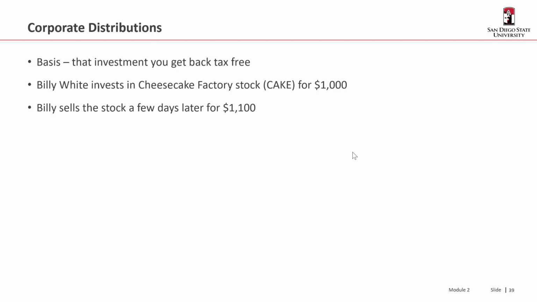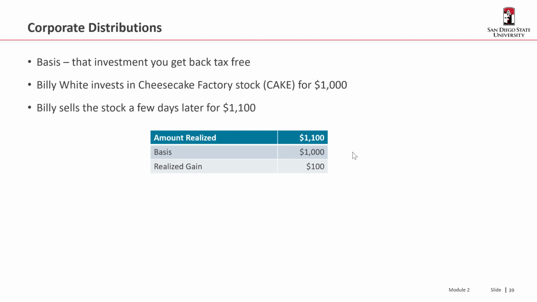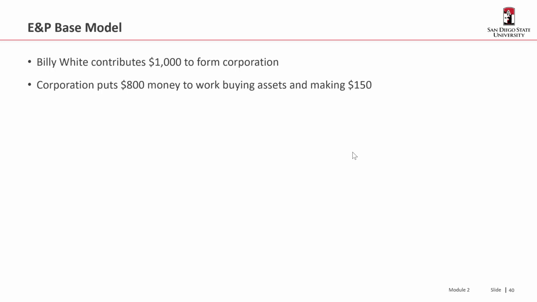So let's say Billy White invests in Cheesecake Factory stock for $1,000, and then he sells the stock a few days later for $1,100. We know that he gets to recover his basis, and by doing so, that's the amount of those proceeds, the amount realized, he gets back tax-free, and so his realized gain and probably recognized gain is only $100.